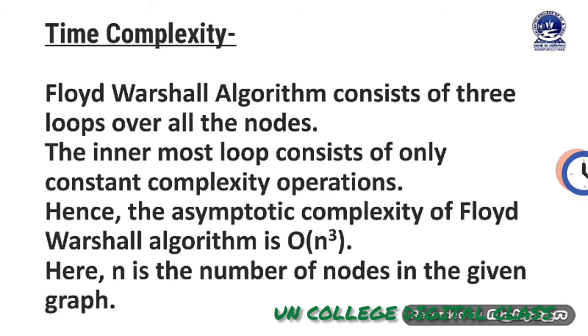Now I am going to discuss the time complexity of the all pair shortest path problem or Floyd-Warshall algorithm. Floyd-Warshall algorithm consists of 3 loops over all the nodes, as we have already discussed in the algorithm. The innermost loop consists of only constant complexity operations. Hence, the asymptotic complexity of the Floyd-Warshall algorithm is order of n cube. Here n is the number of nodes in the given graph.